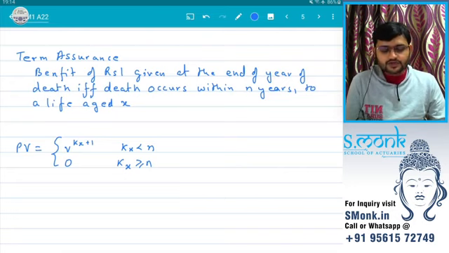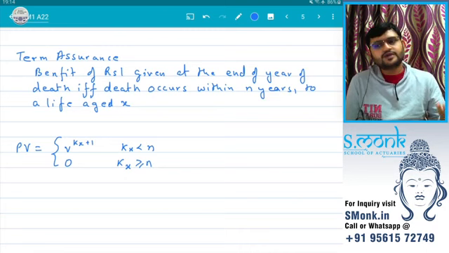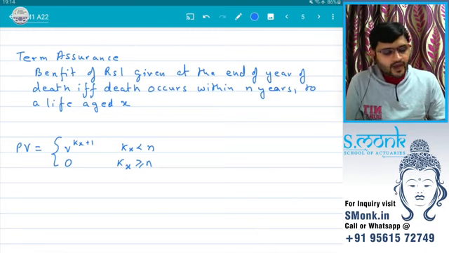So usually a term assurance policy is bought from, let's say, age 20 to 45. You can definitely buy it at age 60 if the company is giving it to you. Most likely, yes, they will provide you a policy, but the premium becomes higher and the chances that people will buy such a policy are low.